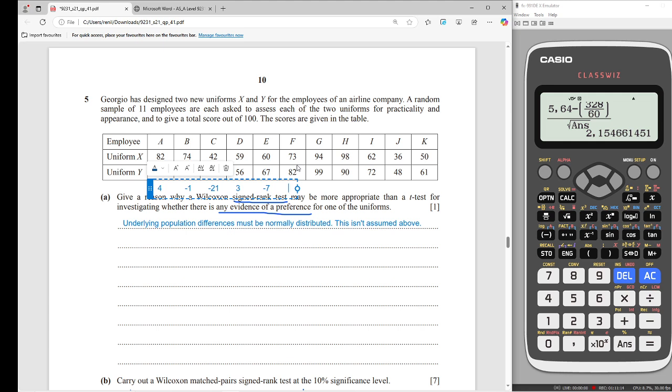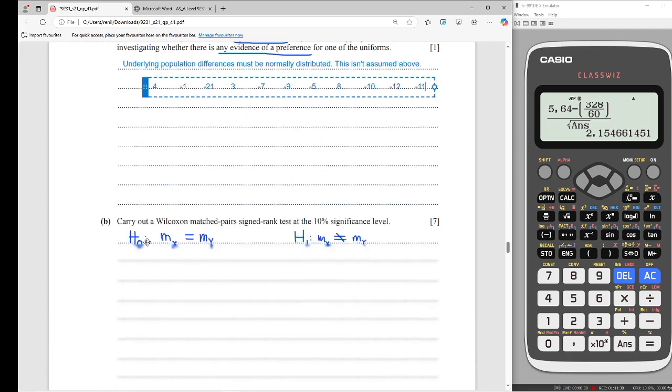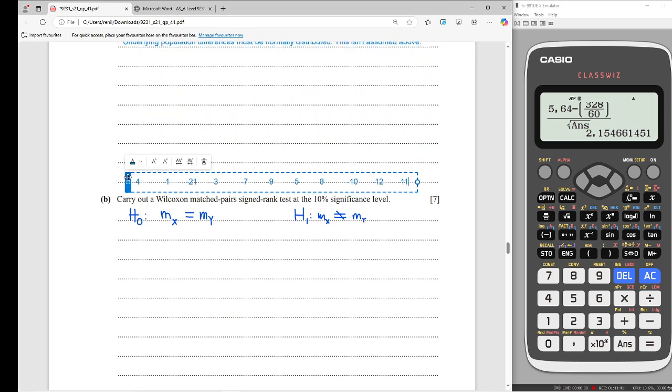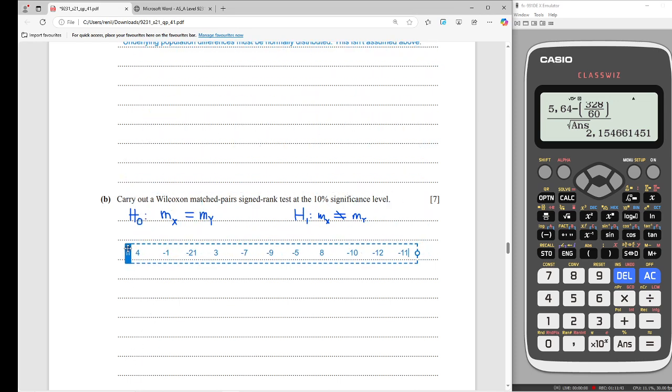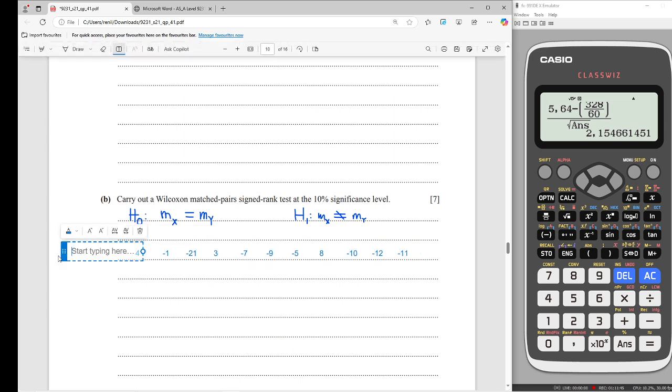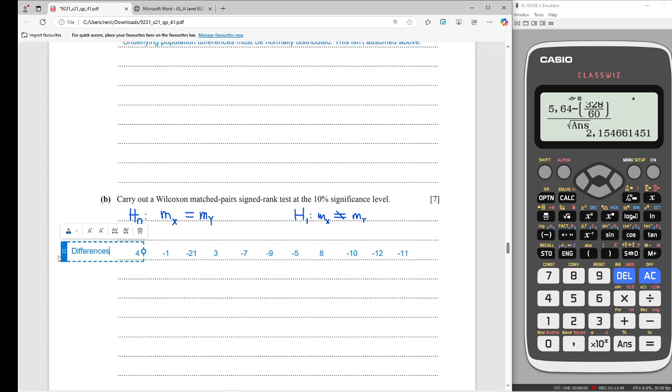73 minus 82 is going to be negative 9. This will be negative 5. 98 minus 90. Remember, we're just subtracting the top value minus the bottom value. That's what we're doing. 62 minus 72 is just negative 10. And this is going to be negative 12. And finally, we have negative 11. So we found the differences of each of these values. So let's just keep this here. I'm going to call this differences.